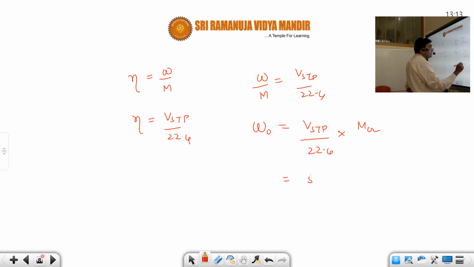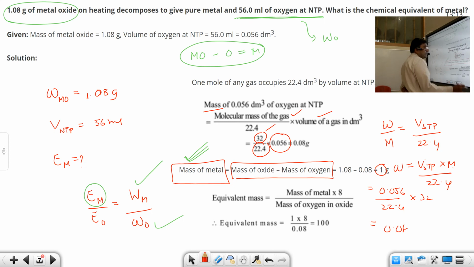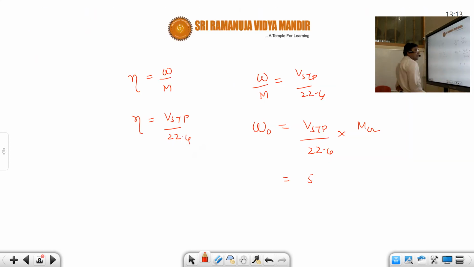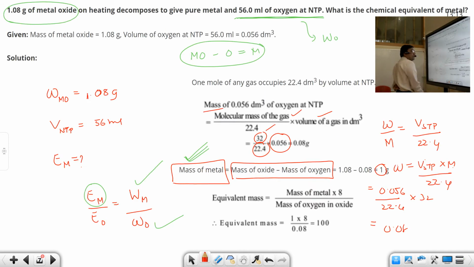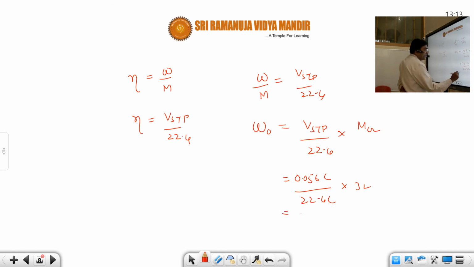Now here, volume at STP is given how much? You can see how many liters is given? 0.056 liters. So 0.056 liters by 22.4 liters into molecular weight of oxygen, which is 32. So that is how you are getting 0.08 grams. 0.08 grams is the mass of oxygen.